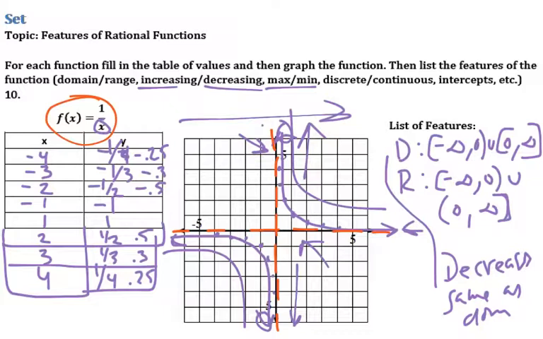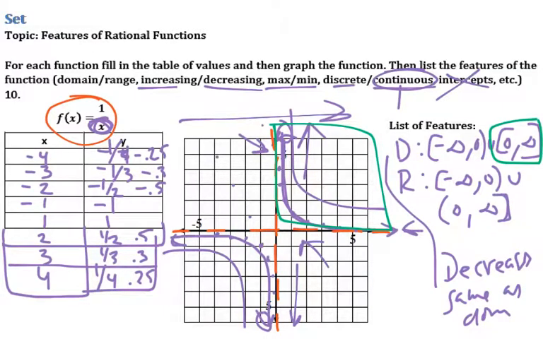Okay. Discrete or continuous. Remember, continuous means we connect the dots. Discrete means we would just have the dots. Well, we can have stuff in between, so it would be continuous. Does it have any x or y intercepts? Nope. Positive and negative? Yeah, on the right side, it's positive up here. So that would be from 0 to infinity, it's positive. Negative is the left side. So that would be negative infinity to 0.